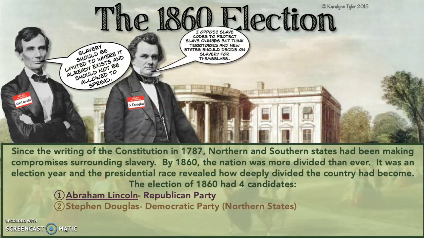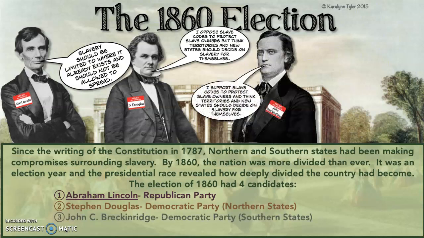This is Stephen Douglas from the Democratic Party in the North. He argued that he didn't like the slave codes because they often got violent, but he thought that territories and new states should be able to vote and decide on slavery for themselves. John Breckinridge was the Democratic candidate from the South. He supported the slave codes to protect slave owners, and he thinks that the new territories and new states should decide for themselves about slavery.